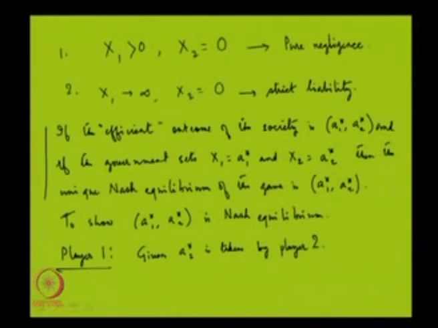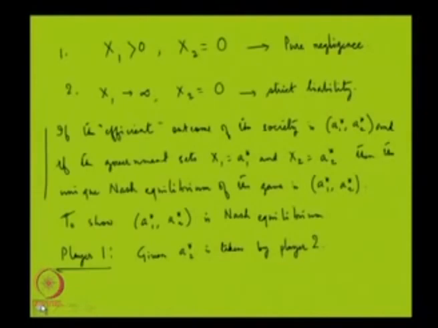Given player 2 is playing the action A2 star, what is the payoff function of player 1? Now, remember, the payoff function of player 1 depends upon two things. If player 1 is taking sufficient care, then he does not need to pay anything. And if he does not take the sufficient care, then he is in trouble, because player 1 has been taking the sufficient action that is mentioned by the government, because I know that x1 is equal to a1 star and x2 is equal to a2 star. Here player 2 is taking this action a2 star, which is equal to x2. So, it is now entirely upon player 1 what he will do.